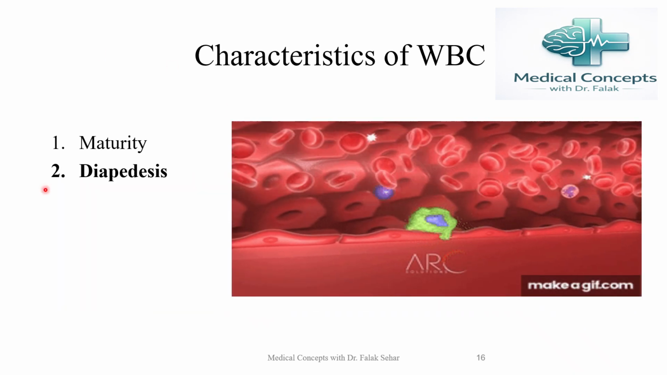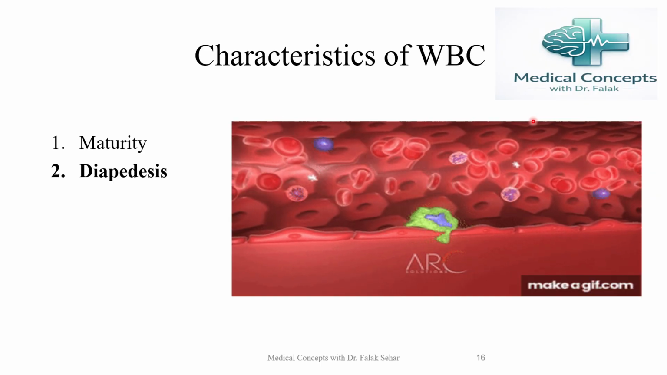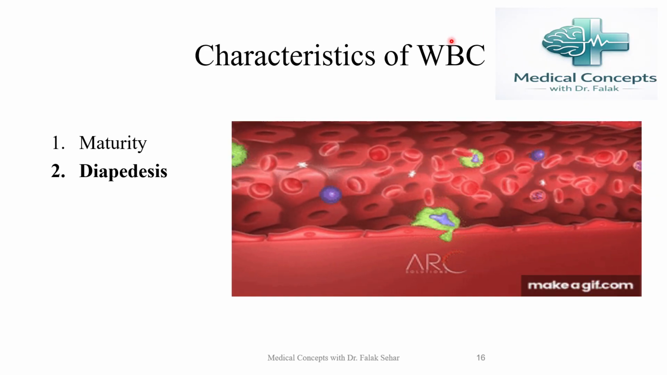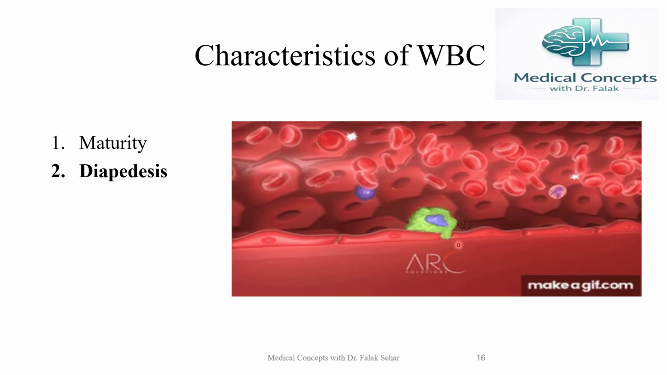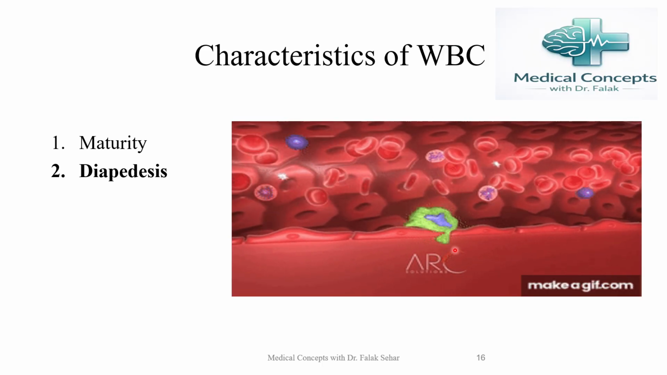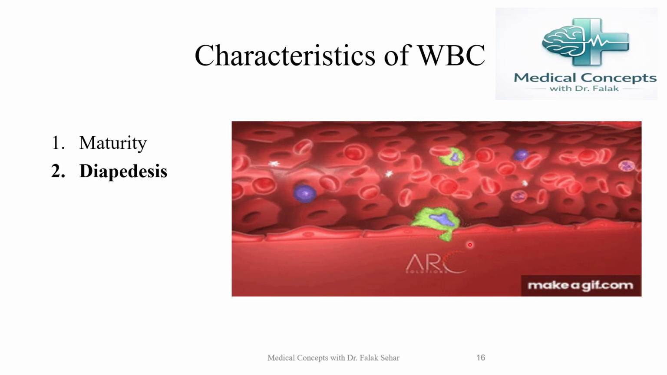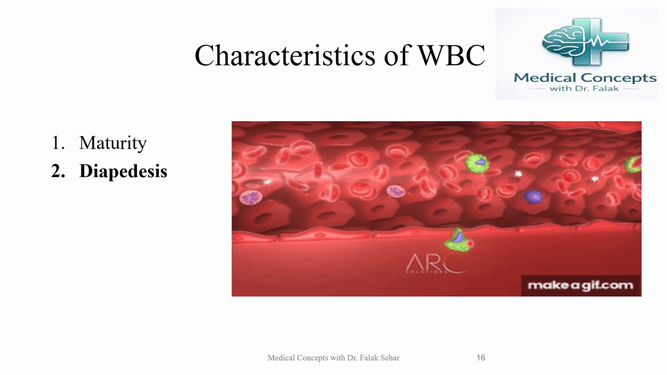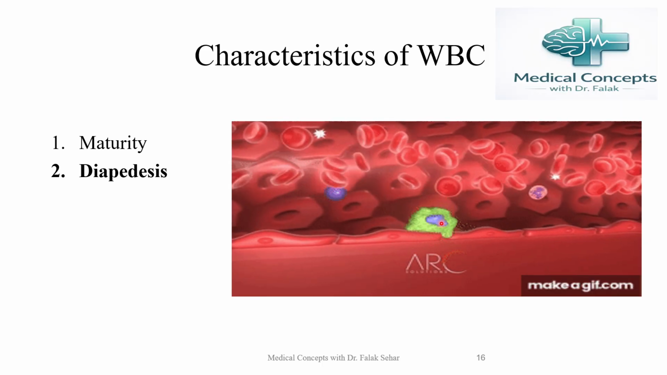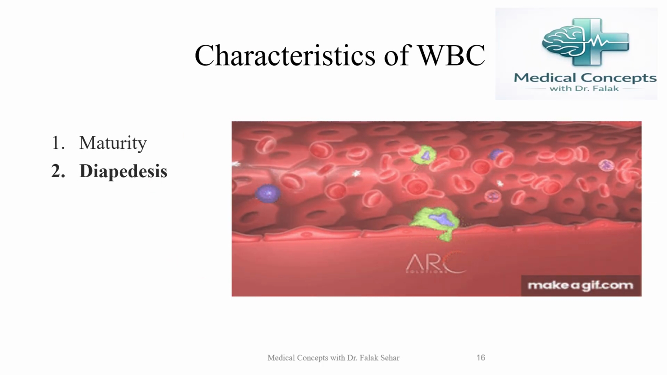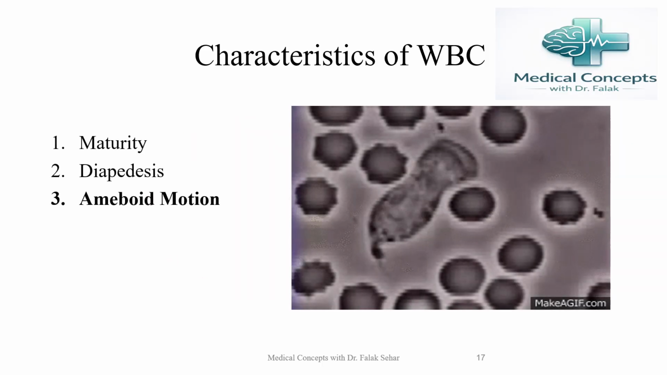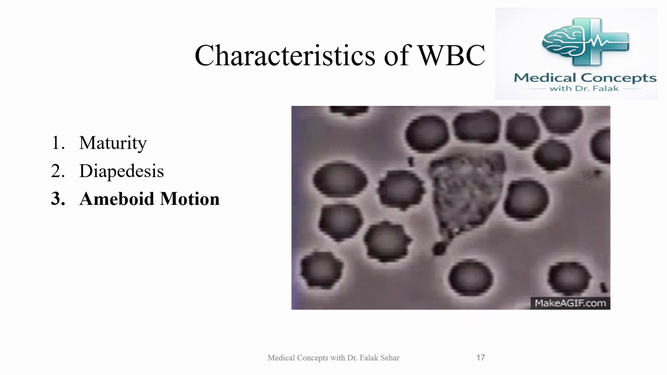The second most important property of white blood cells is diapedesis. And what is diapedesis? Diapedesis is the passage of white blood cells by squeezing through the gap between endothelial cells of the blood capillaries and the post-capillary venules to enter the tissue. Sometimes this migration is transcellular also. Another characteristic of white blood cells is their amoeboid motion.